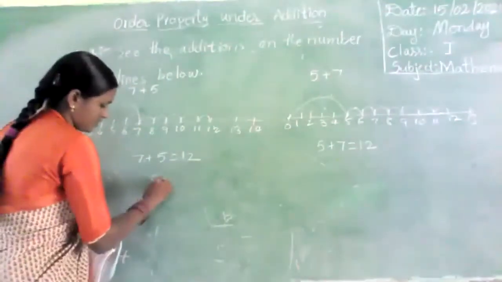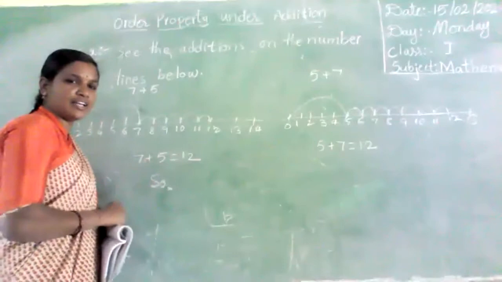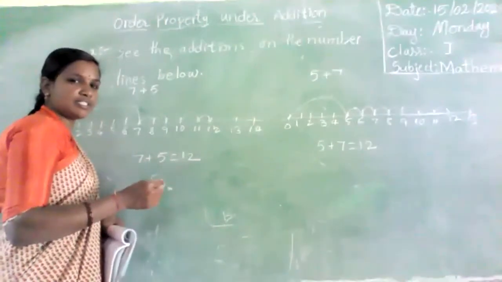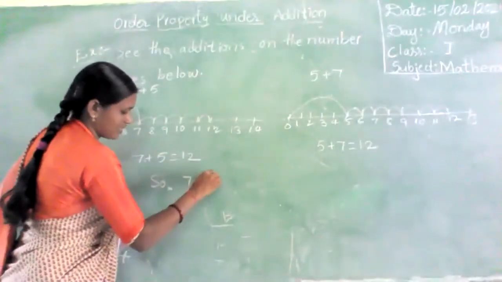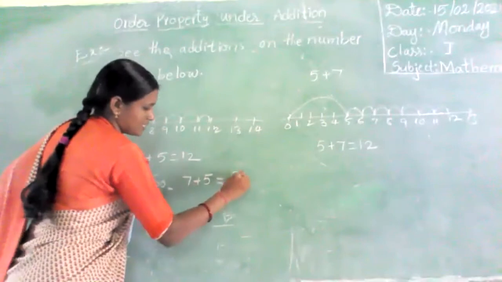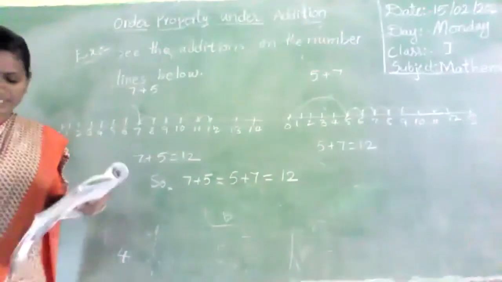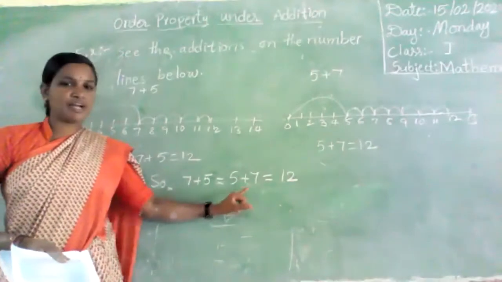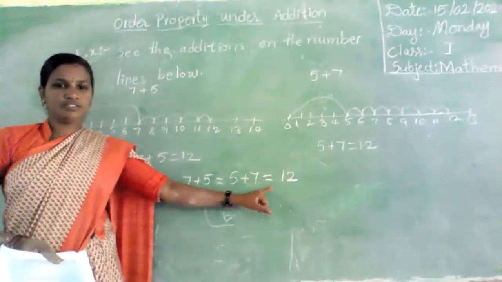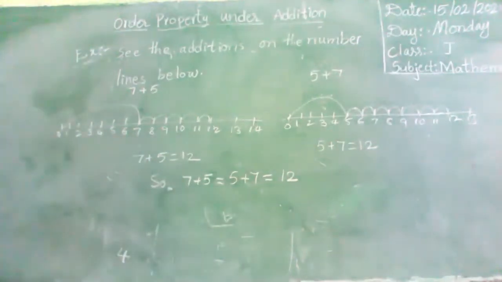So if we add two numbers in any order, the answer is same. See, 7 plus 5 is equal to 5 plus 7 is equal to 12. Okay, students, did you understand? Shall I rub this one?